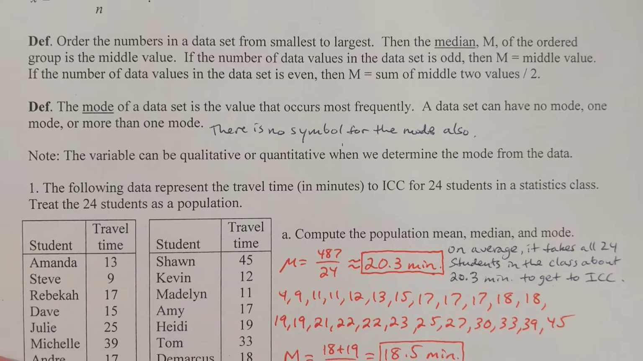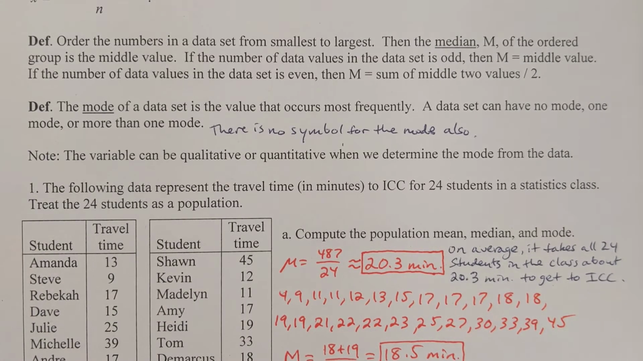So sometimes when we compute a median, the data value may not be in the data set, and sometimes it will be. It just depends on if there's an even or an odd number of values. Another definition, the mode of a data set is the value that occurs most frequently. A data set can have no mode, one mode, or more than one mode. And there's no symbol for the mode also in this book. They just write mode equals and then whatever it is.